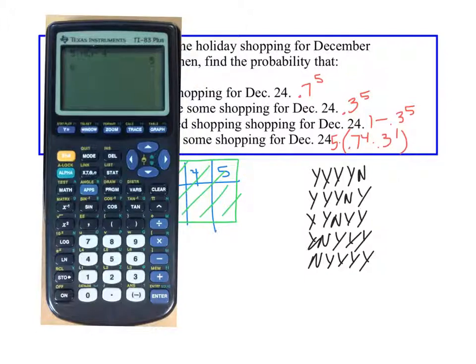The typical math way to write this, at least in AP Statistics, is this big parentheses. And we write a 5 and a 4. Okay, so that represents this combination. It's how many different orders there are to choose 4 out of 5. Again, it's on that Math PRB menu.